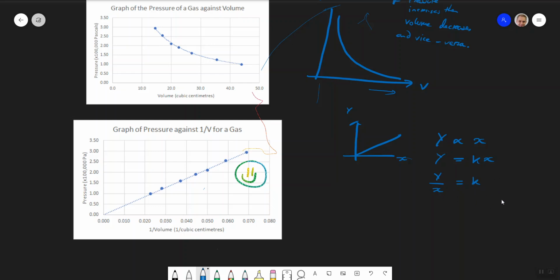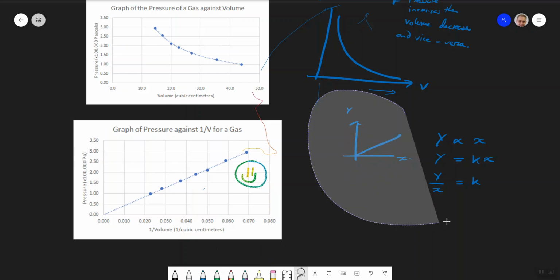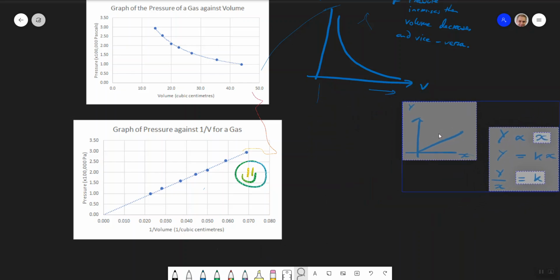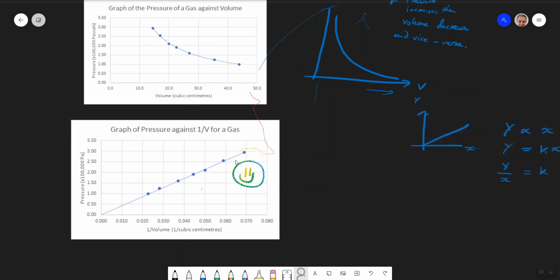So any sort of values that you have, if you pick any of the values on the line and you do y divided by x, you end up with a constant. Okay, that hopefully is an idea you've met at some point in maths. And I'm going to put that over there. Because Boyle realised you can apply the same thing, but instead of y and x, you've got the pressure the gas is under, and you've got 1 over the volume.